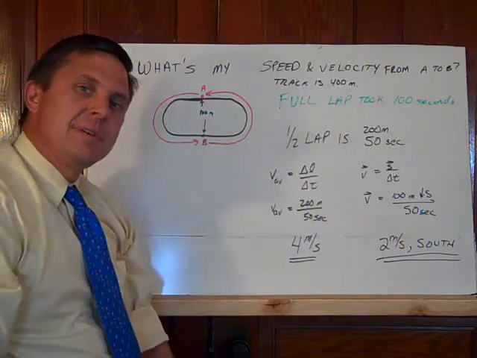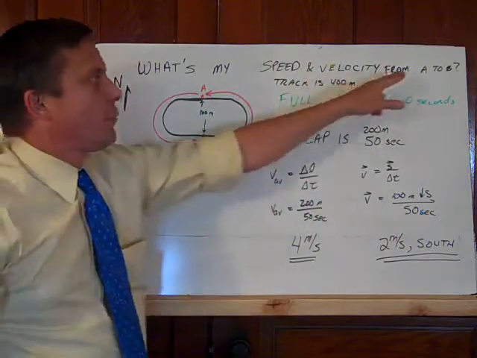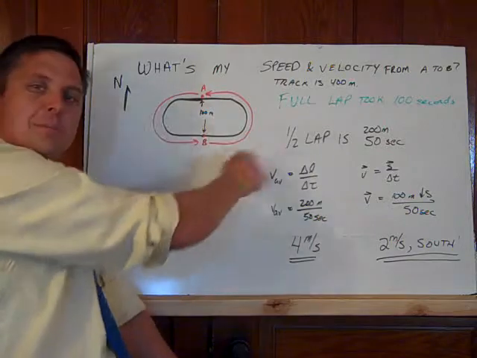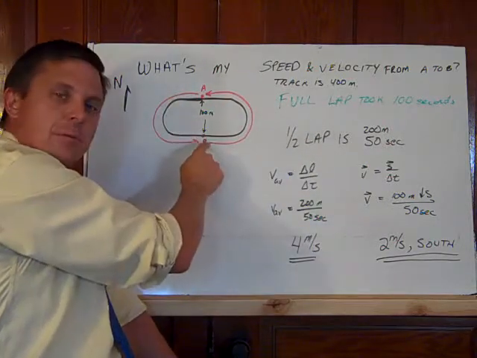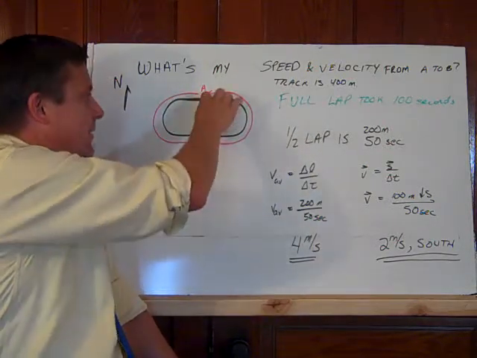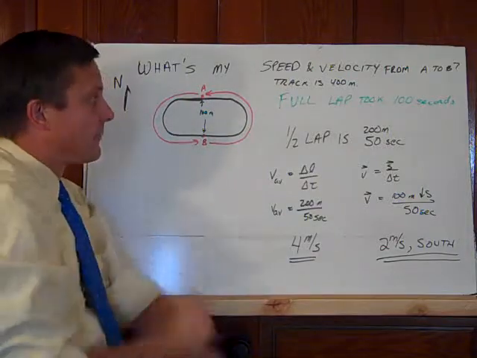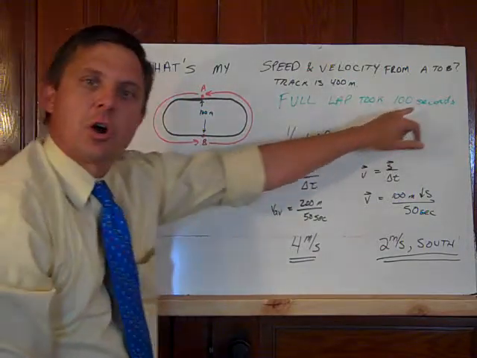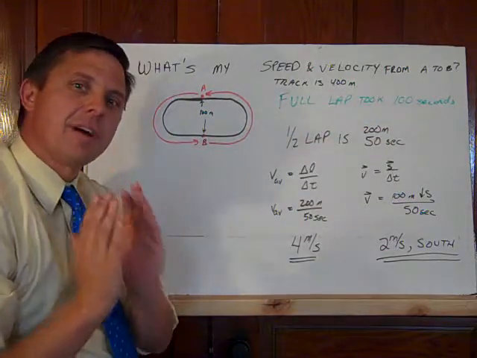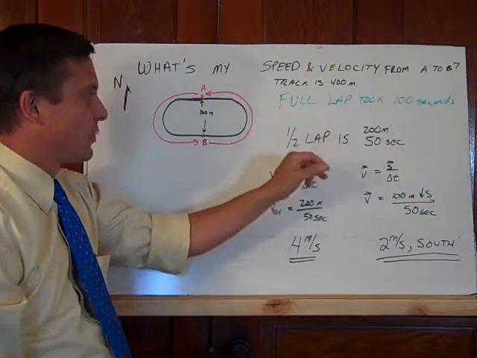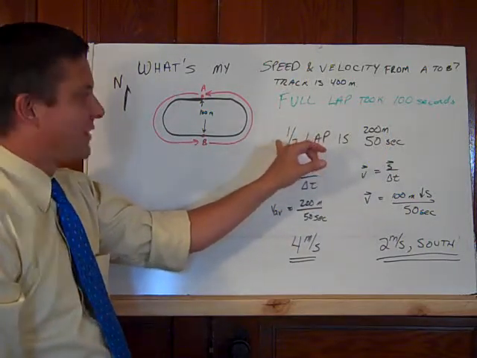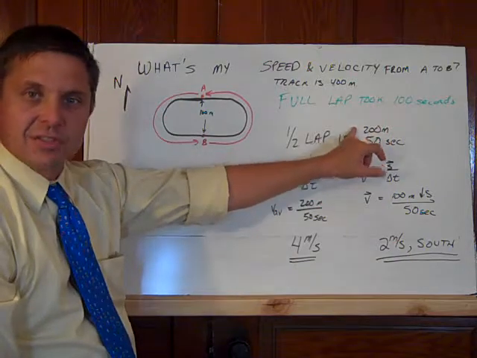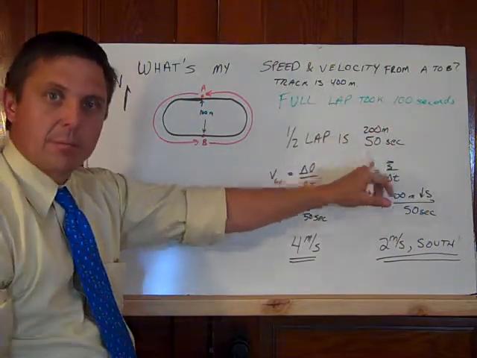I want to get my speed and velocity from point A to point B on this 400 meter track where B is halfway around. And you notice I give you dimensions, the track's 100 meters wide. Now I'm telling you the full lap took 100 seconds. If I want to find speed and velocity of this situation, first I'm going to make an assumption here that half a lap is half the distance and half the time. Probably a pretty good assumption.